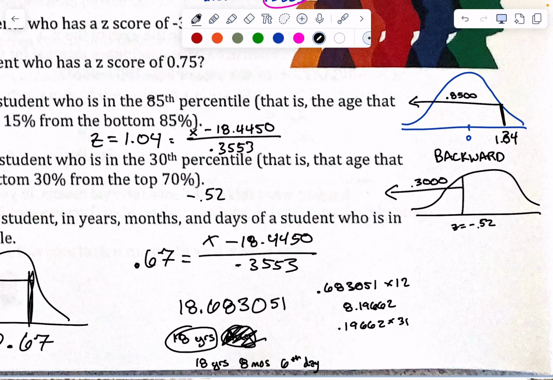I want to know what x is, though. So negative 0.52 equals x minus 18.4450 over 0.3553, right? Do all the things. That's fine.